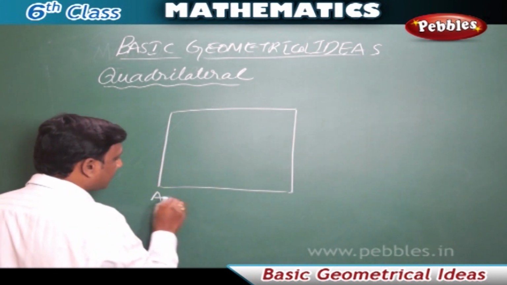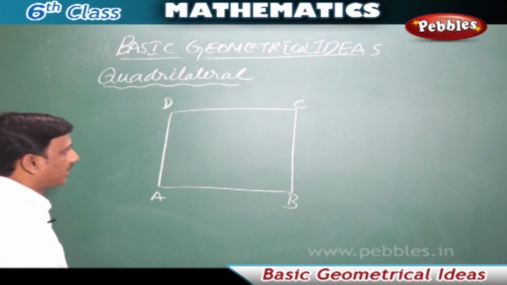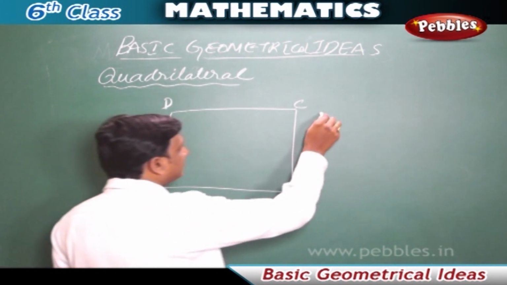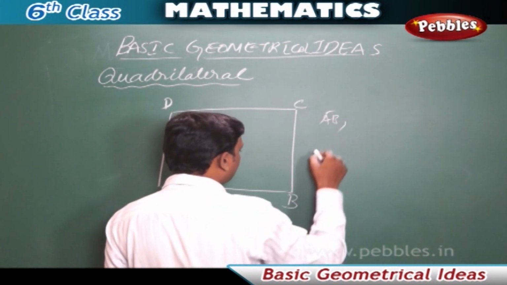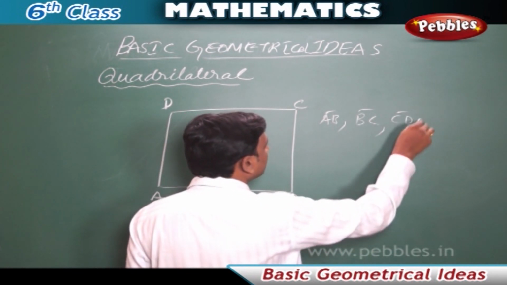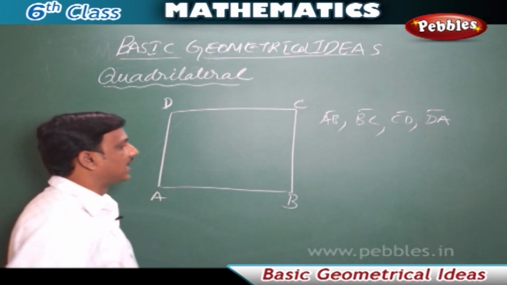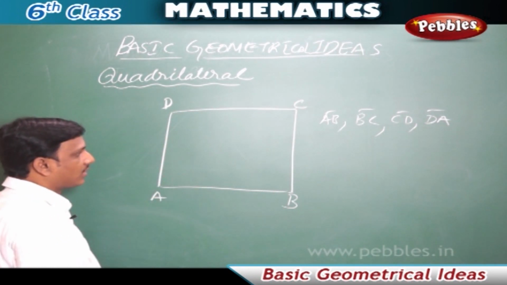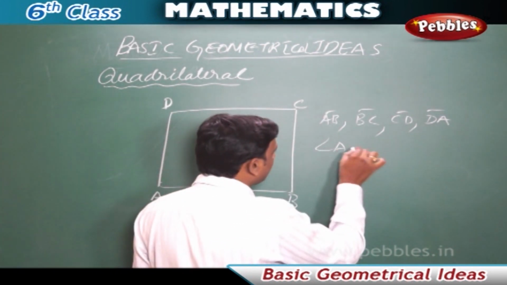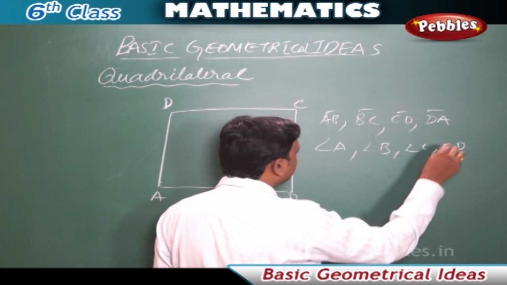We have seen that a triangle is formed by 3 line segments. A quadrilateral is formed by 4 line segments. See, line segment AB, segment BC, segment CD, segment DA. So these are the 4 line segments which form a quadrilateral. Here they have 4 angles: angle A, angle B, angle C, angle D.